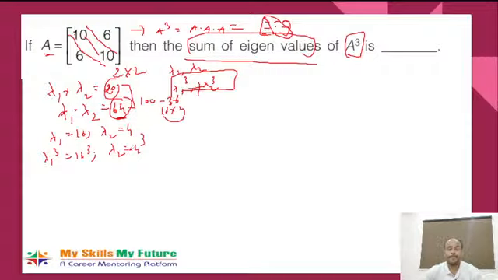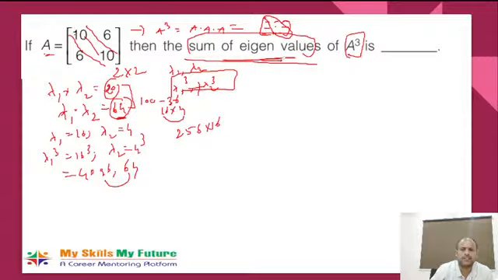Now what is 256 into 16? Multiply here: 16 times 16 is 256, and again multiplied by 16, you will get 4096. And 4 cube is 64. Now add them. What is required? The sum of eigenvalues of A cube, the eigenvalues being lambda 1 cube and lambda 2 cube. Now add them: 4096 plus 64 is our required answer.